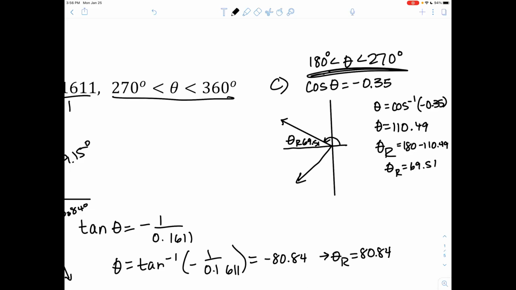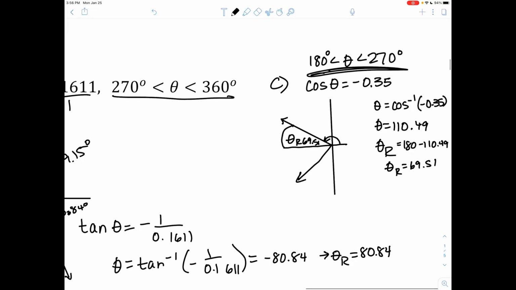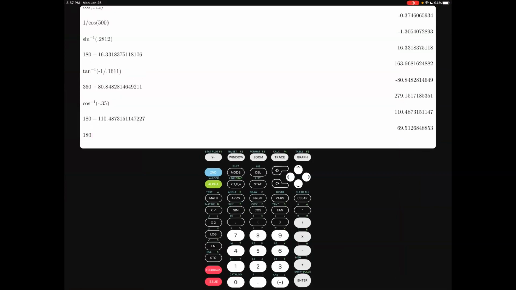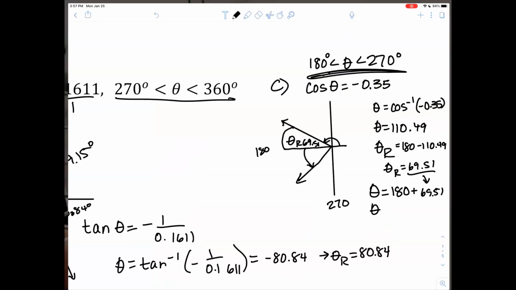Okay, so now what we have to do is take that same reference angle and transfer that measure down to here between 180 and 270. So what we're going to have to do to find theta now is take 180 degrees plus our reference angle of 69.51 to find angle theta. So we're going to go back to our calculator and go 180 degrees plus we'll grab up that reference angle there of 69.51, and we get a 249.512668.